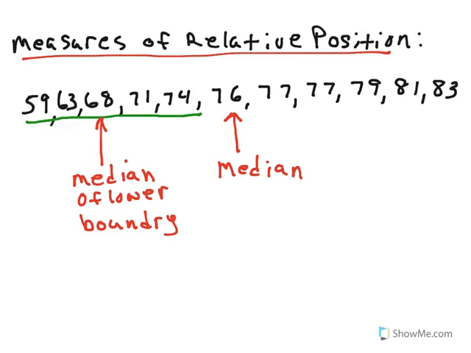Then we find the median of the upper half, which is considered the upper boundary, and the median is 79. That is the median of the upper boundary.